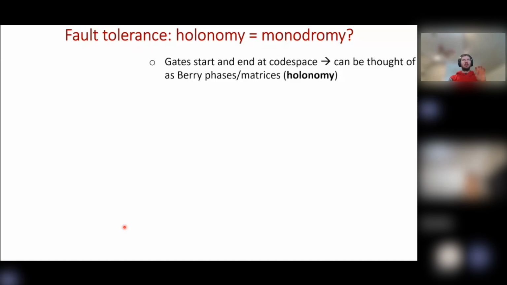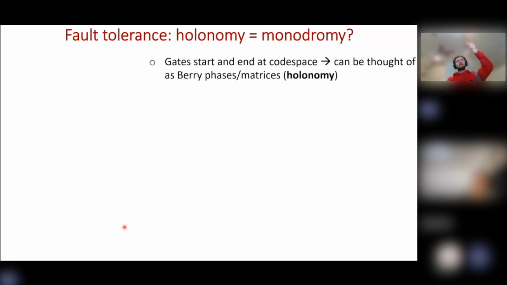And this holonomy will depend on the path, of course, but it can depend on the path in very special ways. If it depends on the geometry of the path, namely if small changes in the path change the end effect, then that's not a topological Berry matrix. That's not a topological holonomy. And that corresponds to a non-fault tolerant gate.